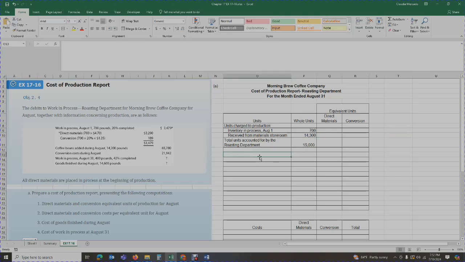Now we're going to go on to the units to be assigned costs. So we're going to begin with our inventory in process, August the 1st. And it's 20% complete.